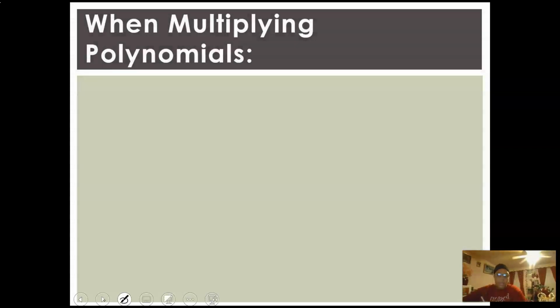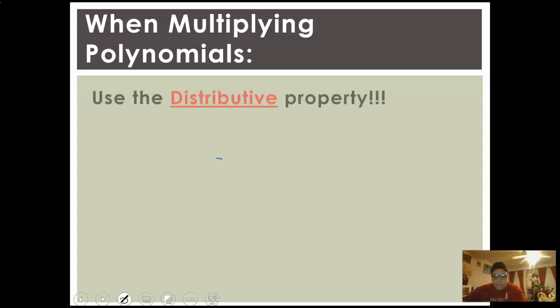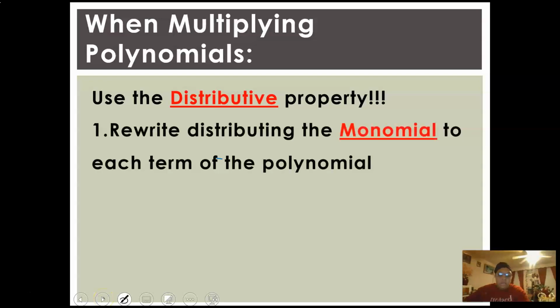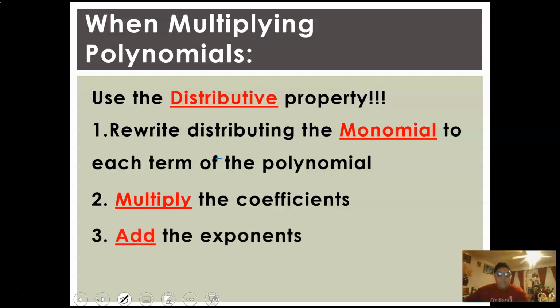All right. Now we're going into multiplying these polynomials or expressions. Now this is pretty simple. You don't have to do too much if you can distribute. So the distributive property, and we rewrite distributing the monomial to each term of the polynomial. Second step, multiply the coefficients. Third, add the exponents. And so in multiplying, you're adding the exponents.